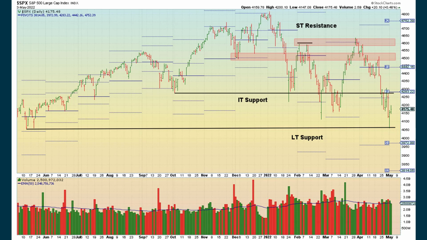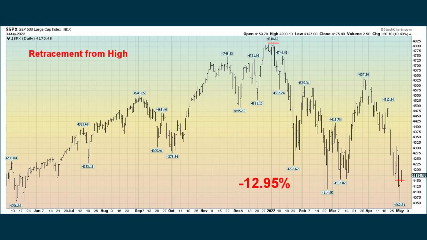We're still above that long-term support, and that's a really good sign that we were able to hold that. And volume was below average. We're down 12.95% currently.